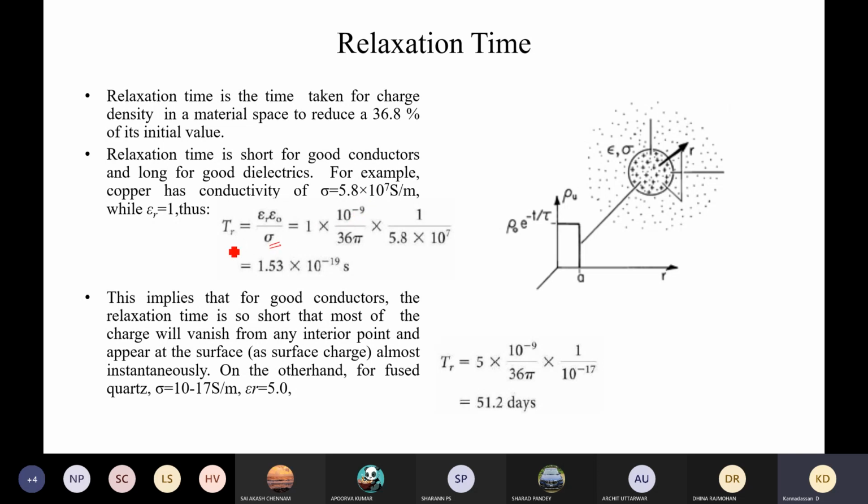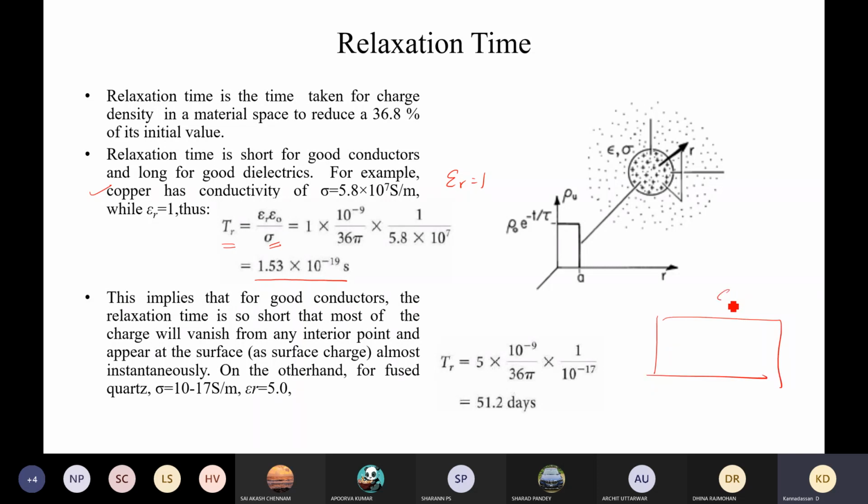In the case of a conductor, we know that it has very high conductivity. Since relaxation time is inversely proportional to conductivity, the time will be very small. For instance, copper has the highest conductivity of approximately 5.8 times 10 to the power 7, and its dielectric constant is 1, since it is a uniformly charged metal. There is no dipole, so no so-called definition for dielectric constant, which is why it becomes 1. When you substitute all these values, you get the value of 10 to the power minus 19.